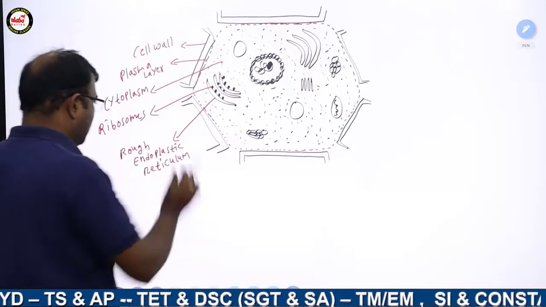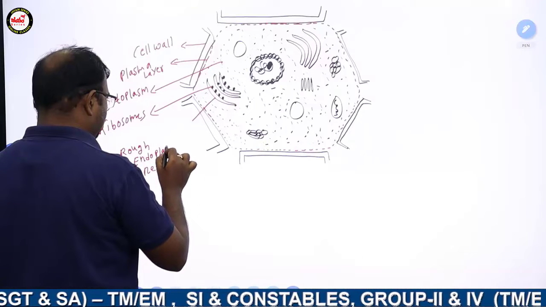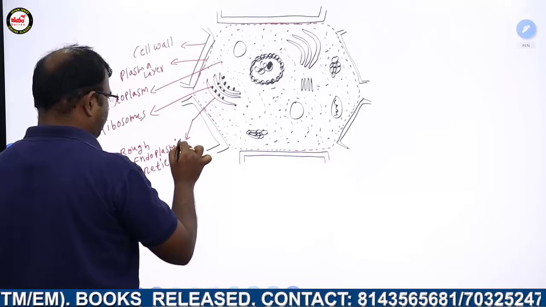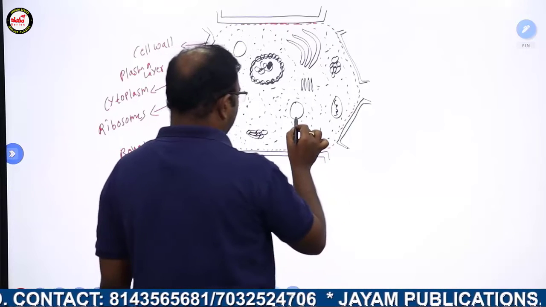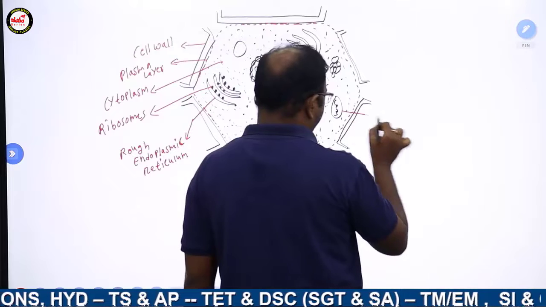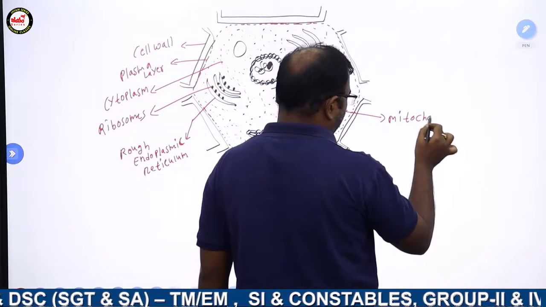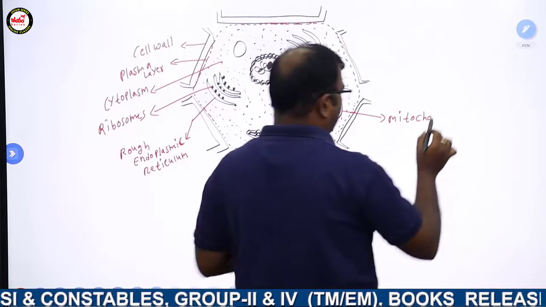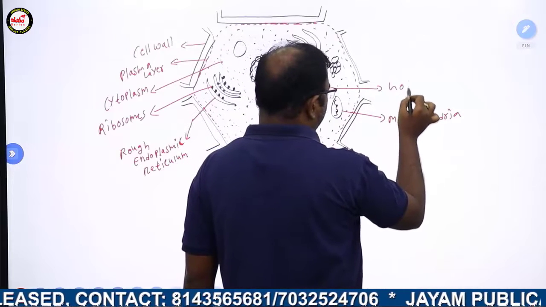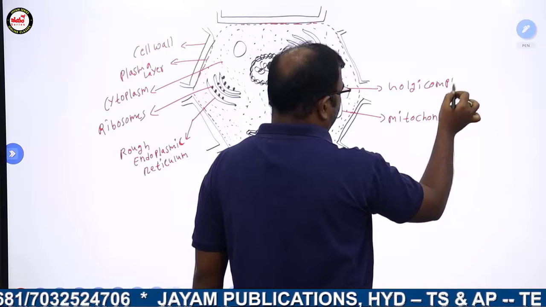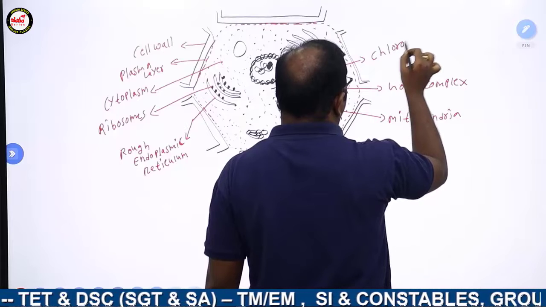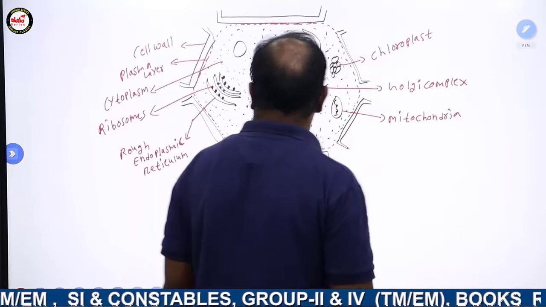This is the vacuoles, and this is the mitochondria, and this is the Golgi complex, and this is the chloroplast.